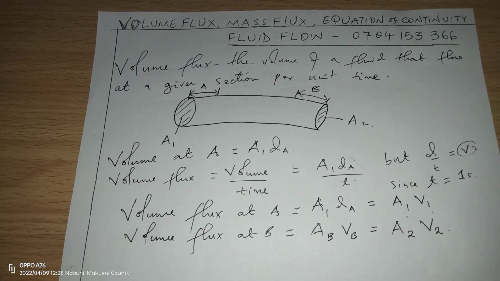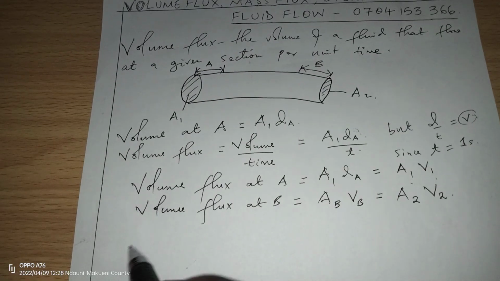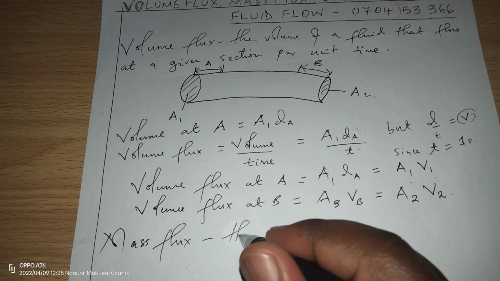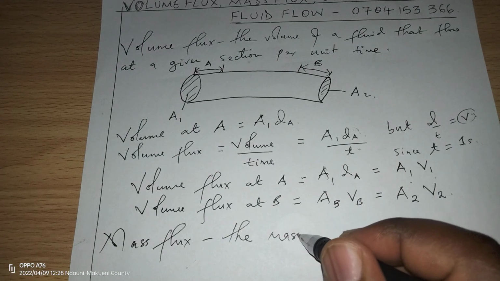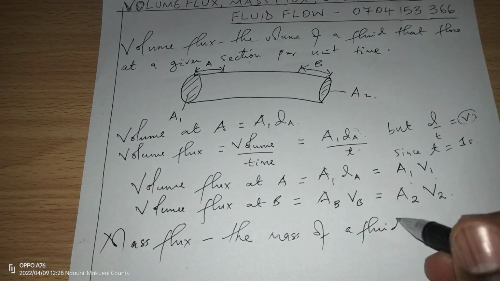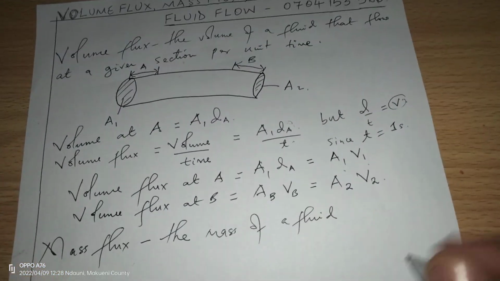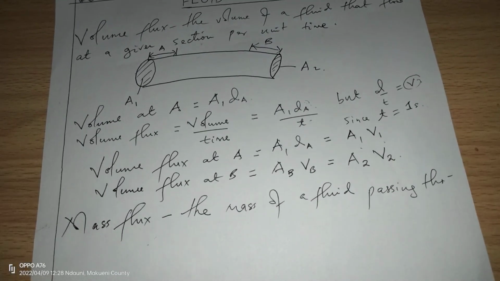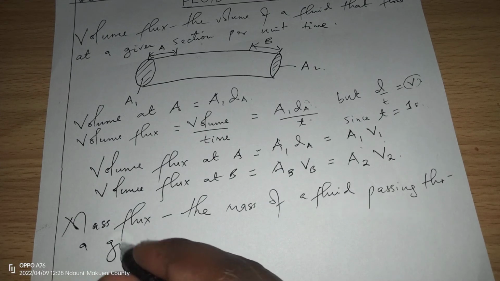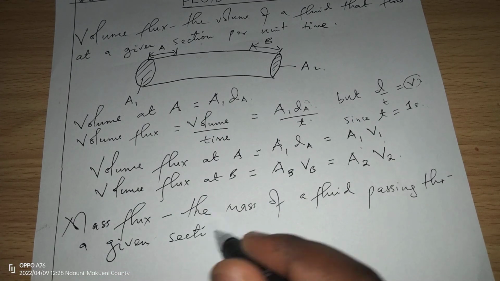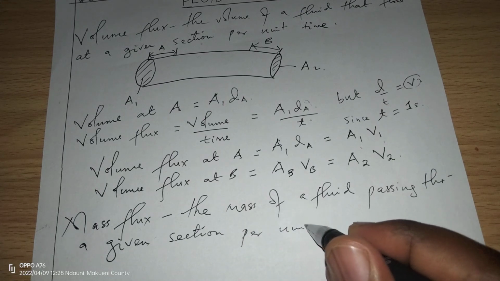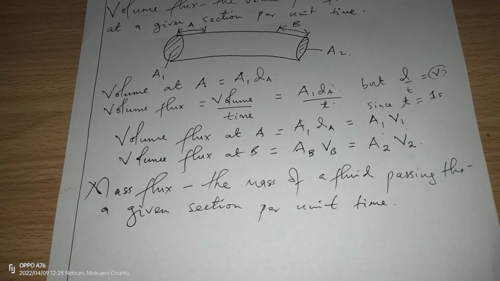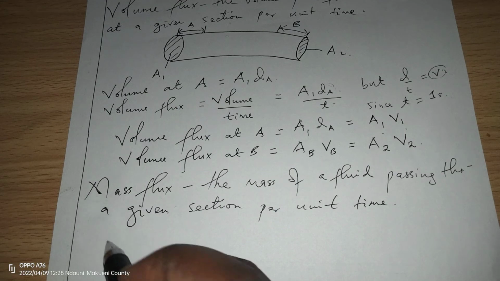There is another term here, which we are calling a mass flux. And mass flux is the mass of a fluid passing through a given section per unit time.